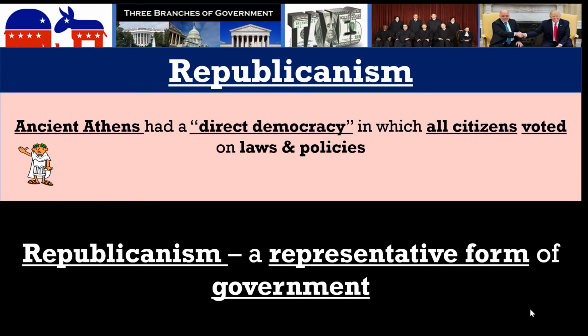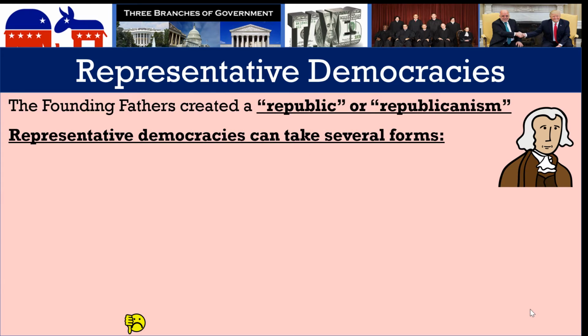One concept found in the Constitution is republicanism, and again, that's one of our foundational ideals. Republicanism means a representative form of government. Remember, unlike ancient Athens, in which citizens voted on laws and policies themselves, which is known as direct democracy, we elect officials to make those decisions for us. So our founding fathers created a representative government, or a republic, with the Constitution.